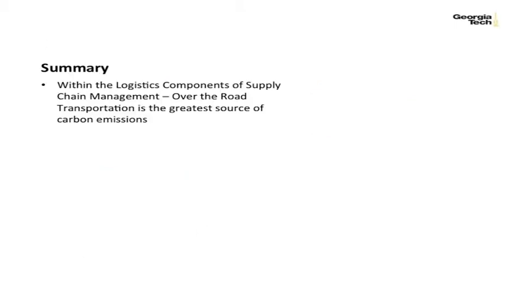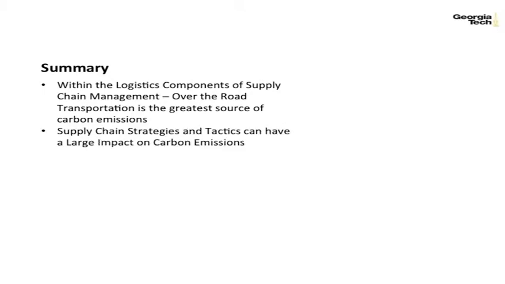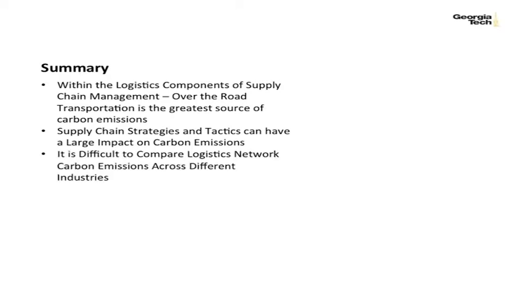In this lesson, we learned that within the logistics components of supply chain management, over-the-road transportation is the greatest source of carbon emissions. Supply chain strategies and tactics can have a large impact on carbon emissions, and it is difficult to compare logistics network carbon emissions across different industries.